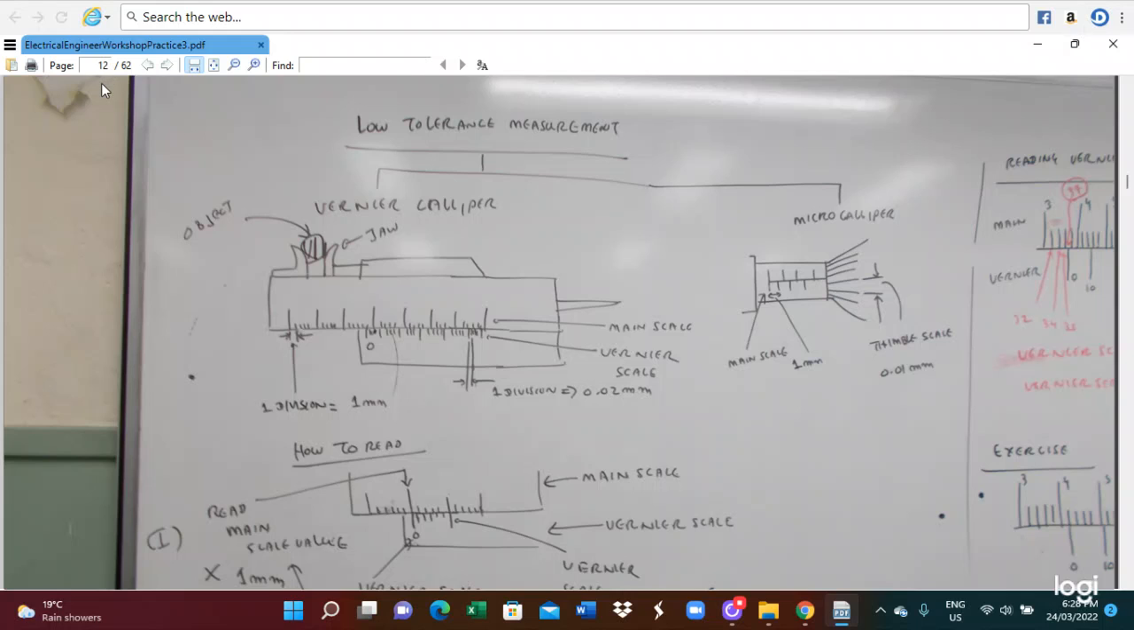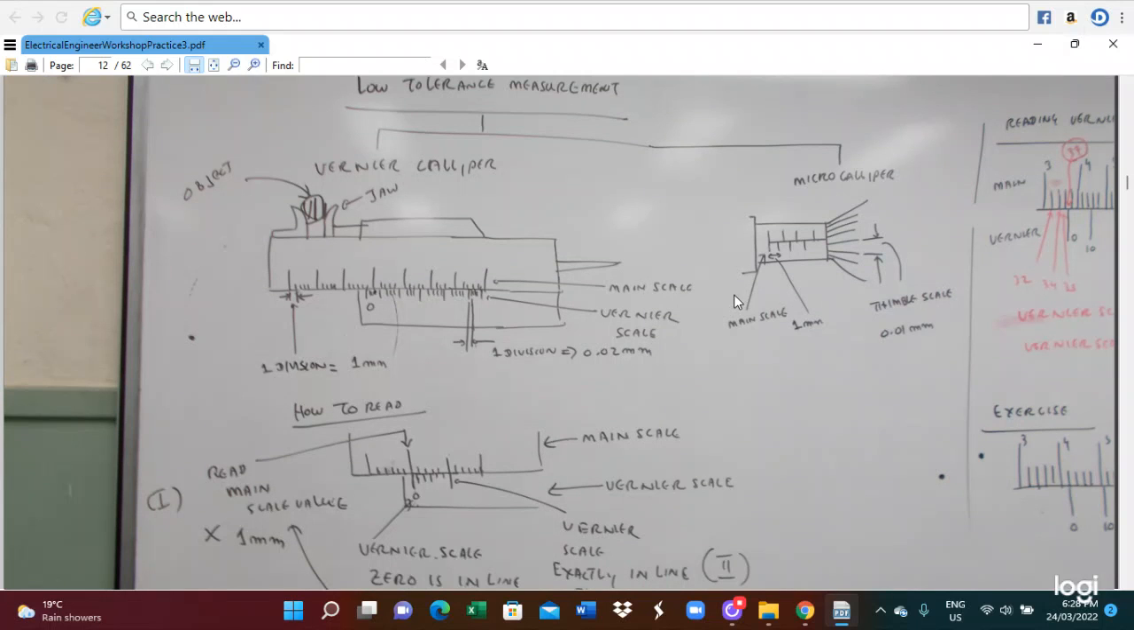So this is for the low tolerance measurement. For low tolerance measurements we utilize the vernier caliper or the micrometer caliper. This is the vernier caliper, with the main scale and the vernier scale. Every main scale division is 1 millimeter, and every vernier scale division is 0.02 millimeter. Similarly, the micrometer caliper also has a main scale and a thimble scale. The main scale division is 1 millimeter, and the thimble scale division is 0.01 millimeter.